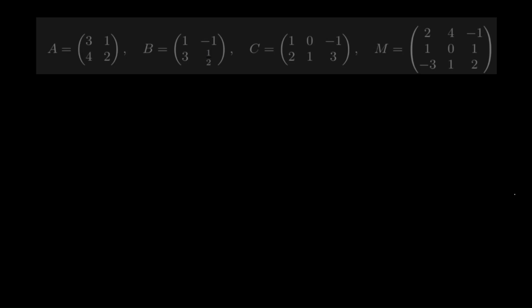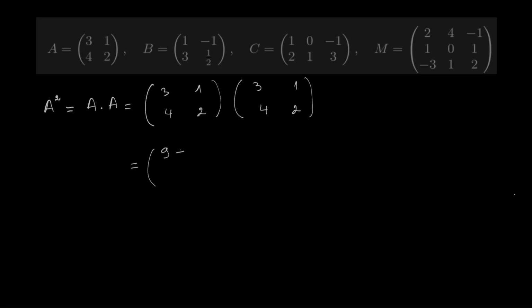Now let's compute A squared. This simply means matrix A multiplied by itself. The first row times the first column, the first row times the second column, the second row multiplied by the first column, and the last line multiplied by the second column. And the result is 13, 5, 20, and 8.